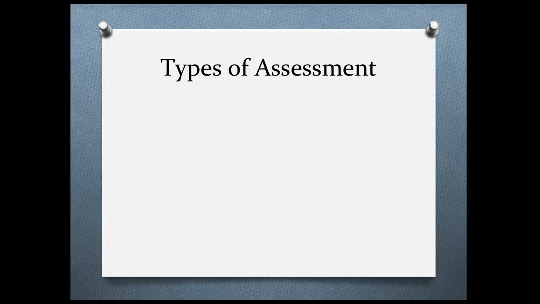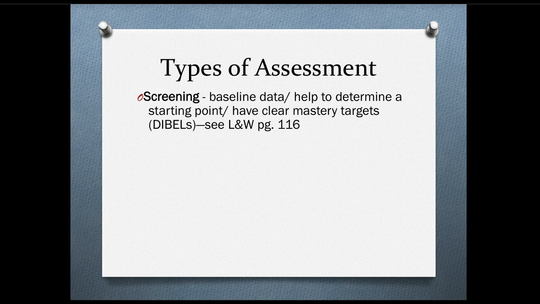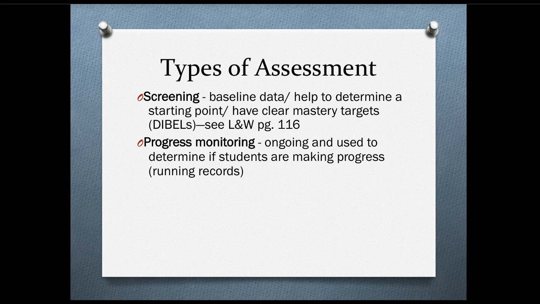Okay, so here are some types of assessments that it discusses in the beginning of the book. Screening: this is baseline data to help determine a starting point, so having some clear mastery targets. An example, I put DIBELS because that's one of the screening tools that we use at my school site, and it's actually one of the tests that I will be administering tomorrow. It's also in your Lipson and Wixon book. Progress monitoring is ongoing and used to determine if students are making progress. An example of that would be running records.